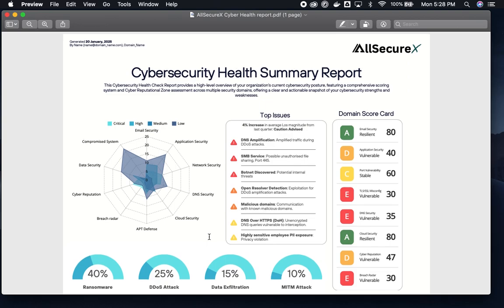So this basically helps you to get a high-level perspective of the organization's current cybersecurity structure, or you can say a high-level perspective of the organization.